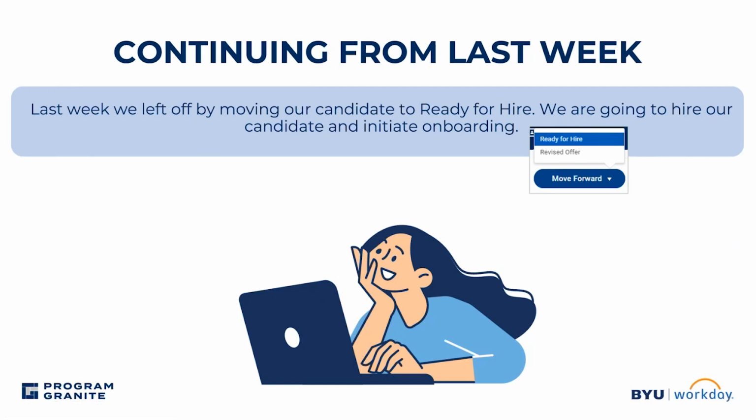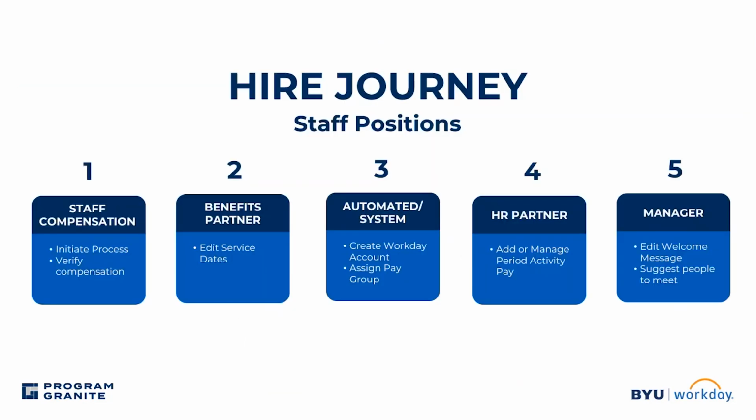Continuing from last week, we left off by moving our candidate to ready for hire, right? They were just before that hire step. So it's going to go to an office because it was a staff person, right? So it should go to the staff employment office, or the staff hiring office. We're going to hire our candidate and initiate onboarding.